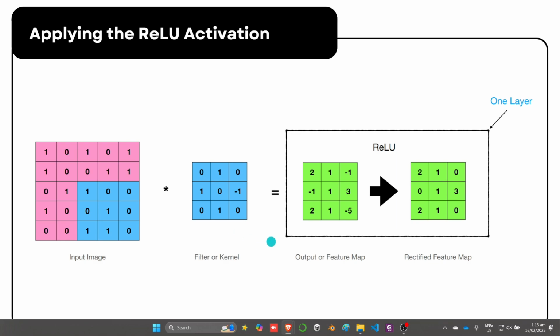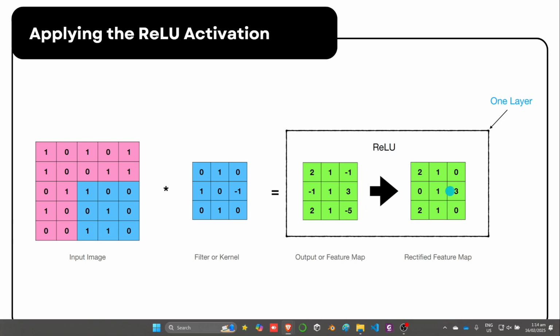And you can see we have 2, 1, -1, we have -1, 1, 3, and 2, 1, -5. Remember what we said: we change all the negative values to 0 and leave all the positive values alone. Well, that's simply what we do.